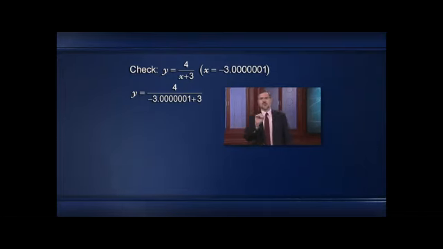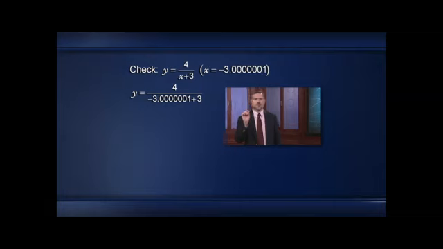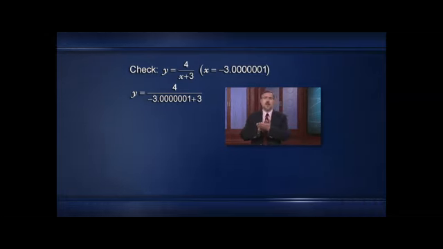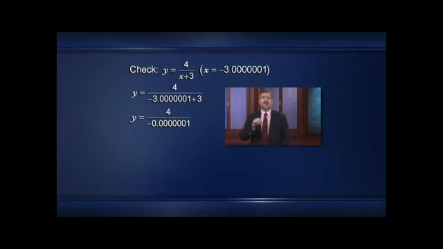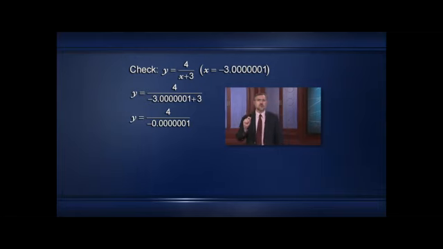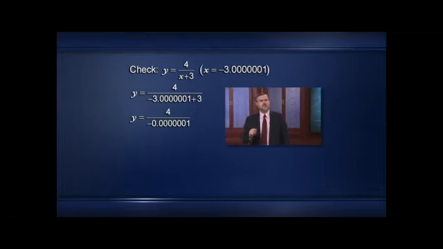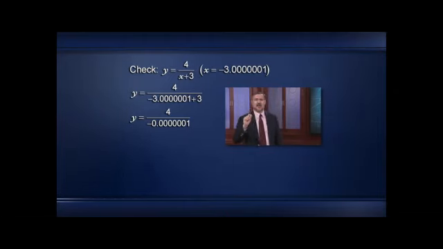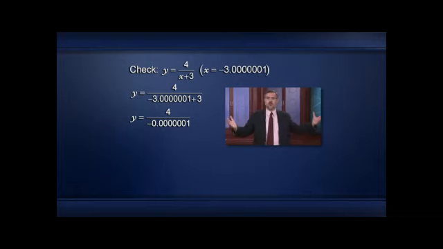And now look at that denominator for just a second. Those two pieces, the -3.0000001 plus the 3, the 3's will go away, and all you'll be left with is, in the denominator, 0.0000001. Now, when you divide 4 by that really tiny denominator, what do you get? Well, you get a very large number.